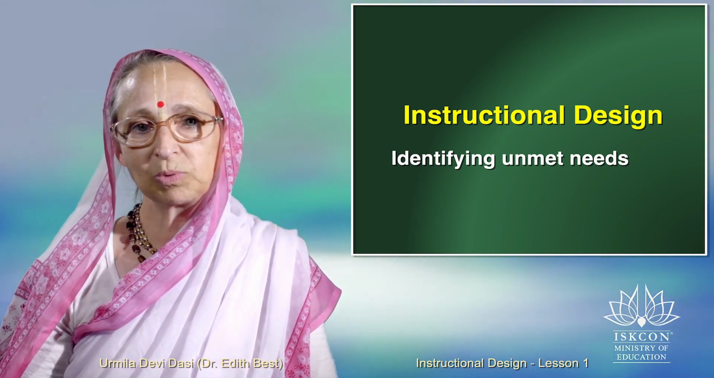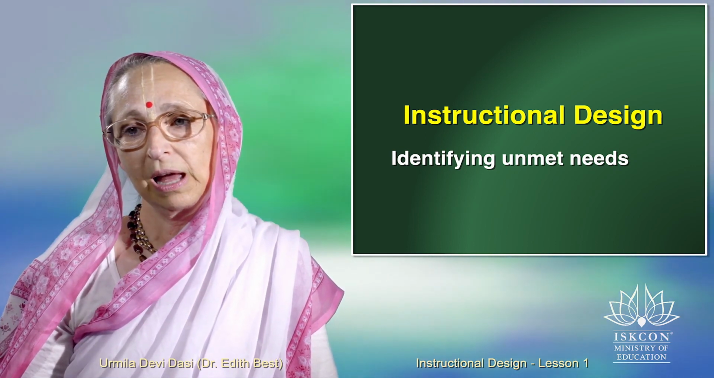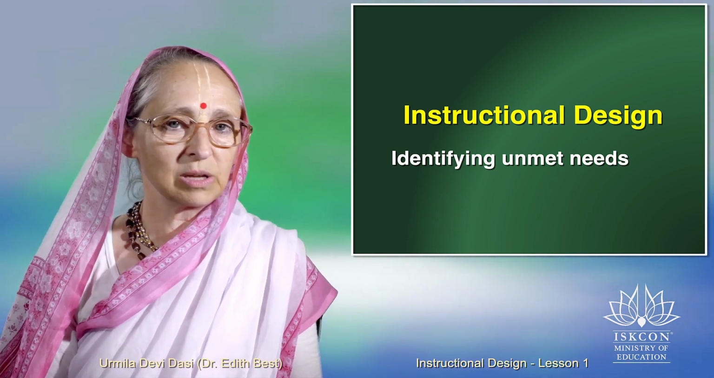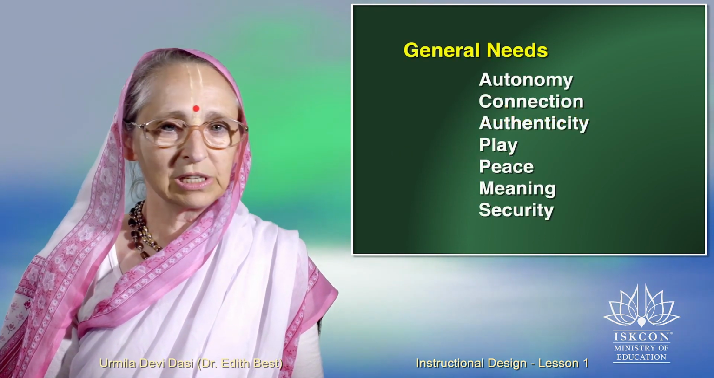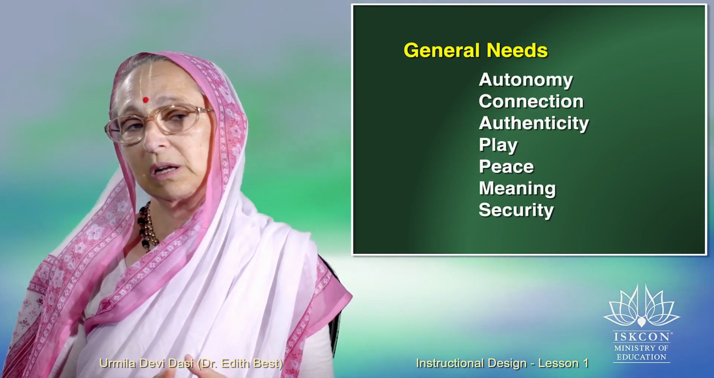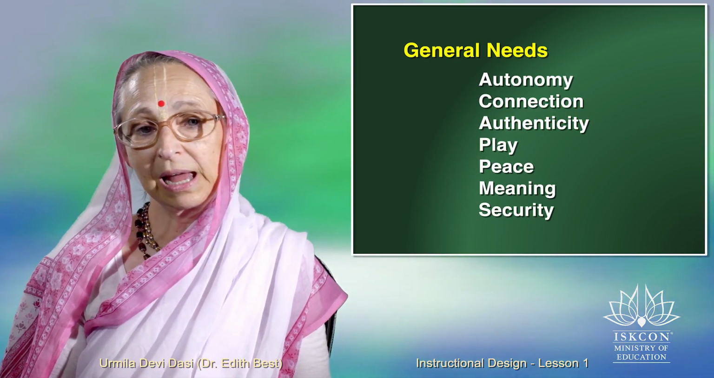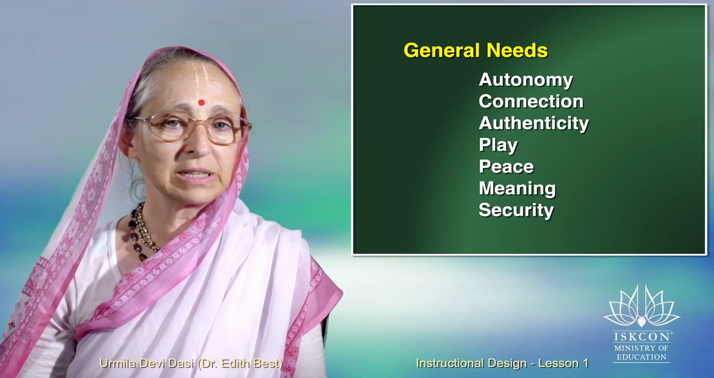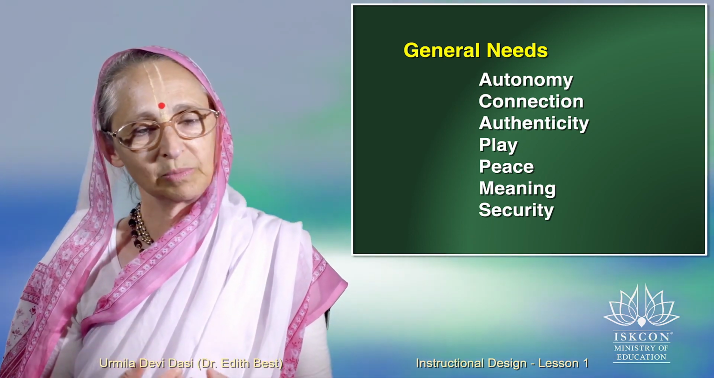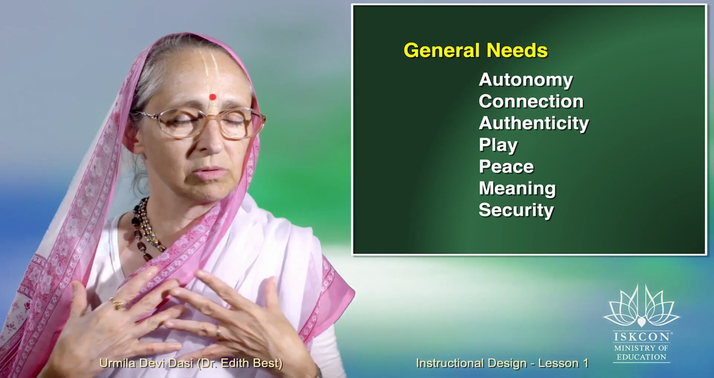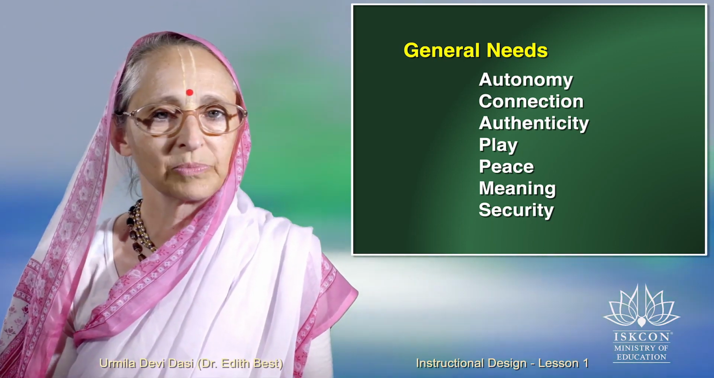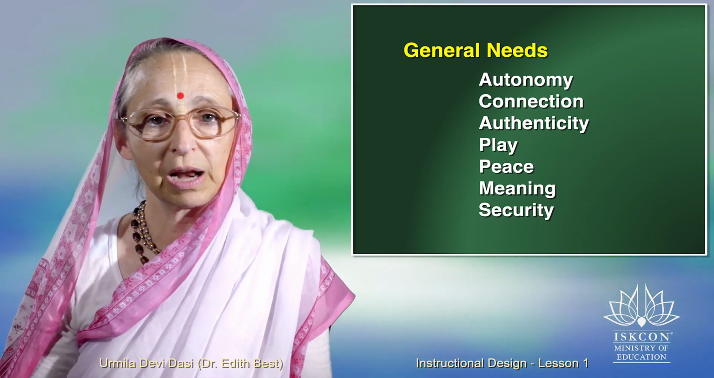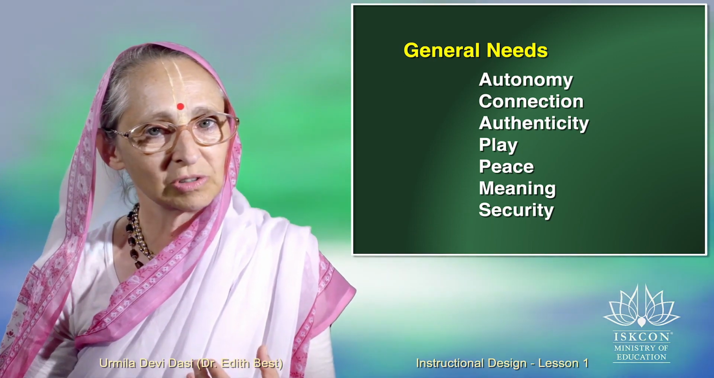Well, in one sense, people's needs are universal. And psychiatrists, psychologists, sociologists have identified some universal needs. We could list general categories of autonomy, connection, honesty, play, peace, meaning, and security. So, for example, people need a sense of autonomy. They need a sense that, okay, I'm directing my own life, I'm making my own choices, I have some control over my life, I can be the kind of person that I want to be. That is an essential need.